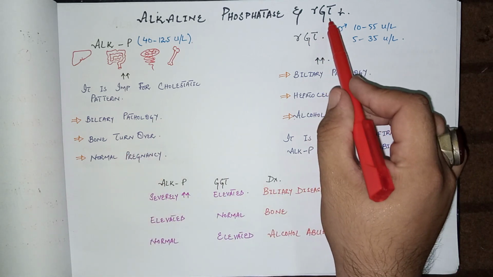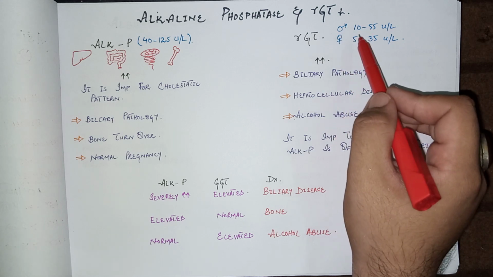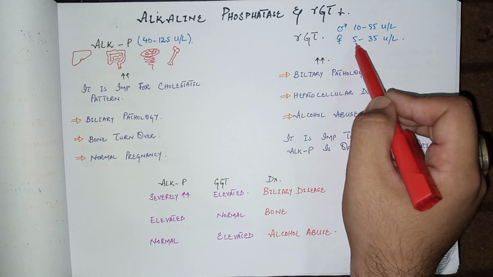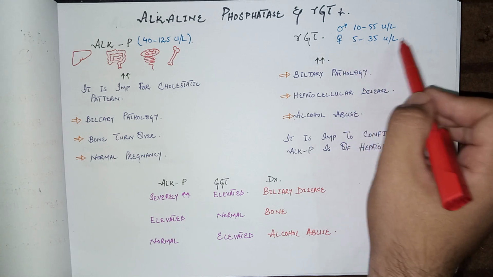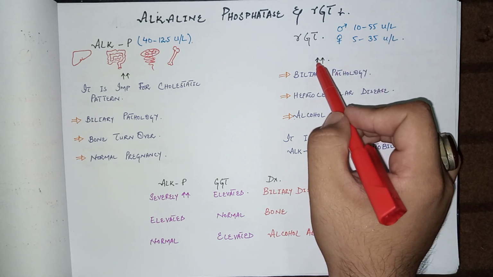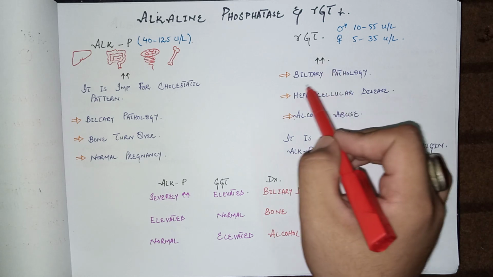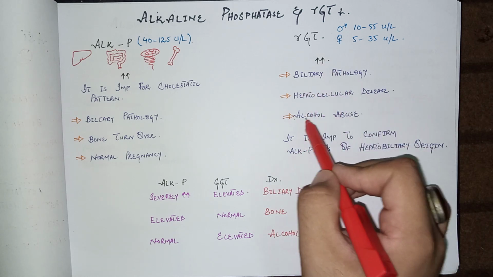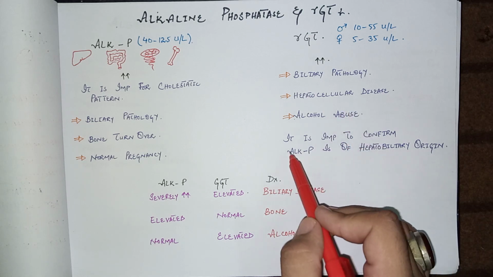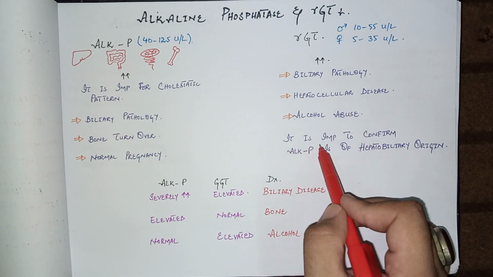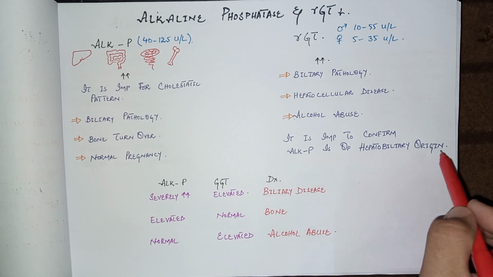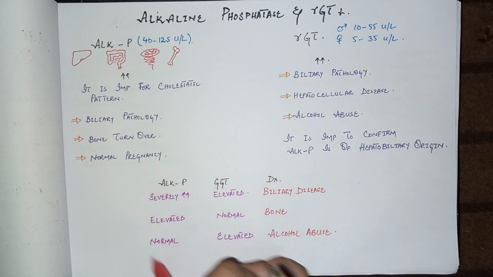Now come to gamma glutamyl transpeptidase, which is normally 10 to 55 units per liter in males and 5 to 35 units per liter in females. Gamma glutamyl transferase levels are high in biliary pathology, in hepatocellular diseases and in alcohol abuse. Remember, the most important thing here is that it helps confirm that the alkaline phosphatase is of hepatobiliary origin. So this chart is very important.